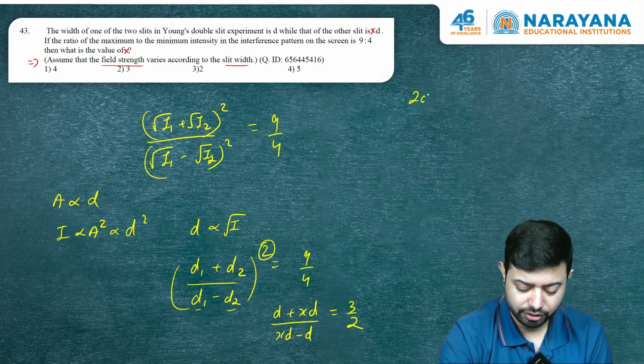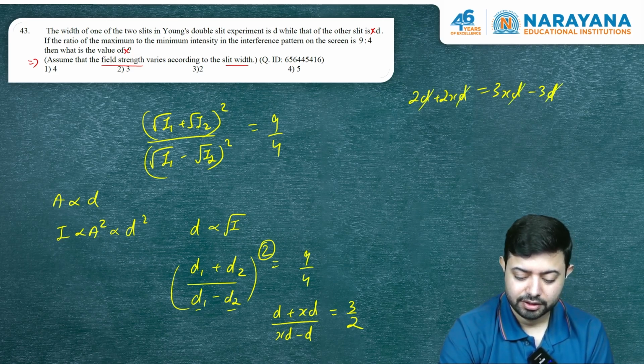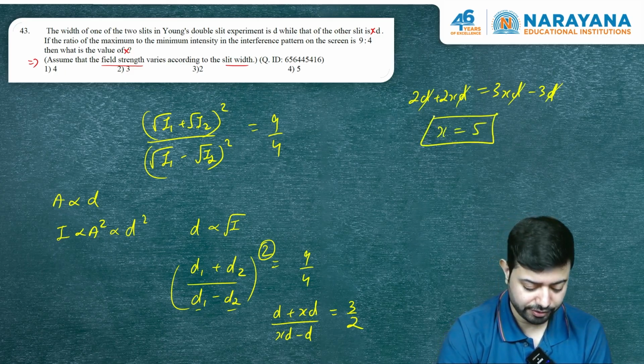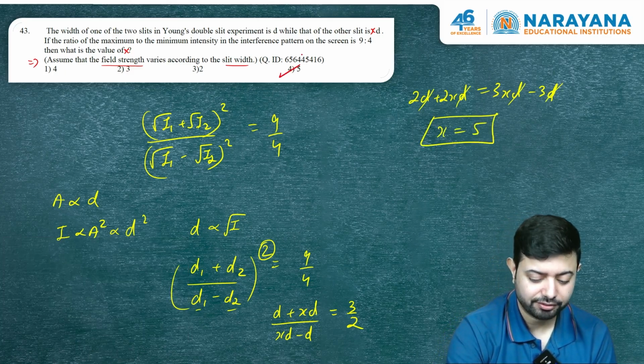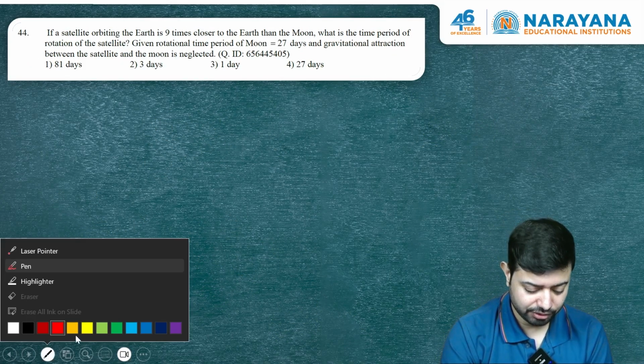Let us solve it. 2d plus 2xd is 3xd minus 3d. Now, d will cancel. So, what is this going to give you? 3x minus 2x is x, 2 plus 3 is 5. So, what is the value of x finally coming out? It is 5, which is which option? Fourth option. I hope it is clear. Let us move to the next one.